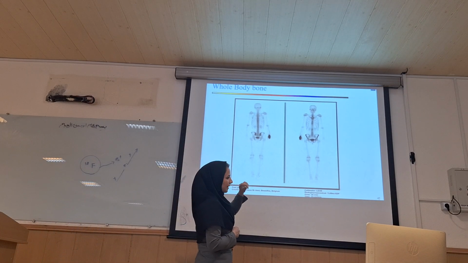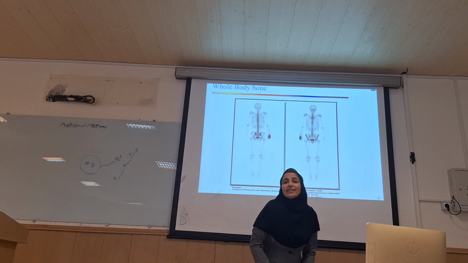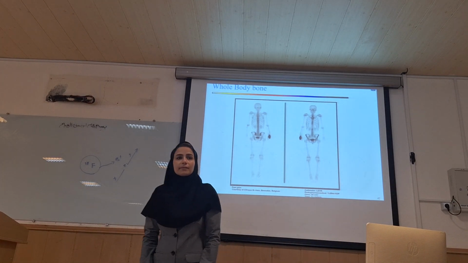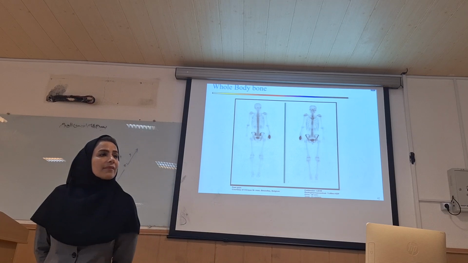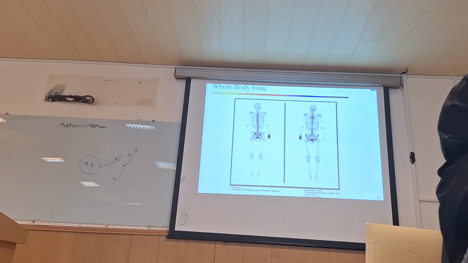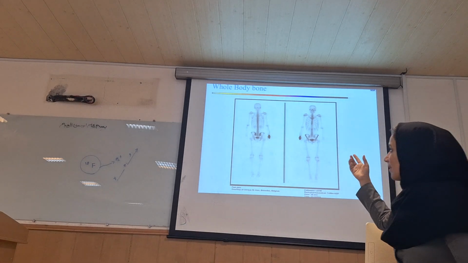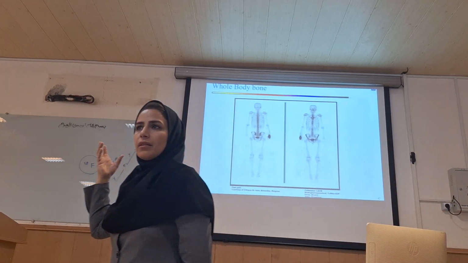And again, you can see more activity in the bladder. Why? Because this material is collected by the kidneys. This is the bone scan. I use the kits that absorb this radioactive material in the bones. This is not in the bladder. Why can we see more activity in the bladder?